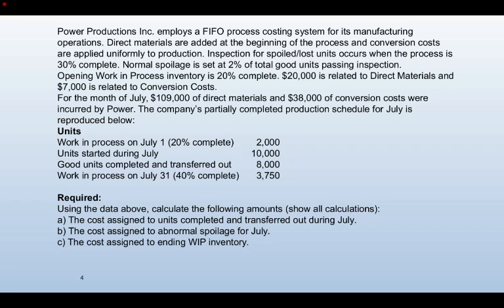So my first question to you is, we've got 2,000 in beginning WIP, 10,000 that we added, so we started. So we got 12,000 units to account for. 8,000 units were transferred out, and there's 3,750 units in ending work in process. How many units were spoiled? So what do you think? Somebody wants to type that into the chat room or turn on your mic. How many units do you think were actually spoiled this month?